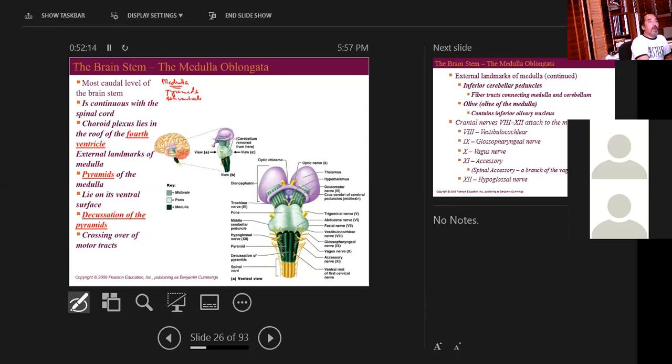What else do you see at the medulla oblongata? You can see the decussation of the pyramids, and I'll explain what that means later on once we go up to the cerebrum. So we have the pyramids, the decussation of the pyramids, and then we're going to encounter what we call the olive.